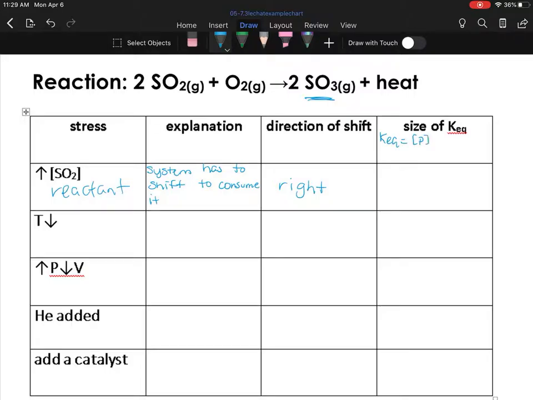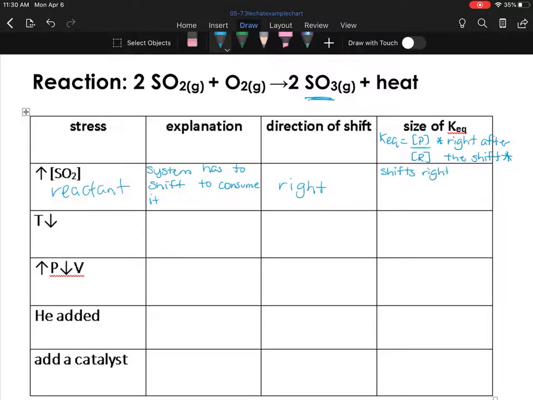Okay, we didn't really talk about the size of KEQ yet. So if you remember, KEQ is products over reactants. So you can estimate what's going to happen to the size of KEQ based on the shift. So when you do this, think about what would happen to the size of KEQ right after the shift.